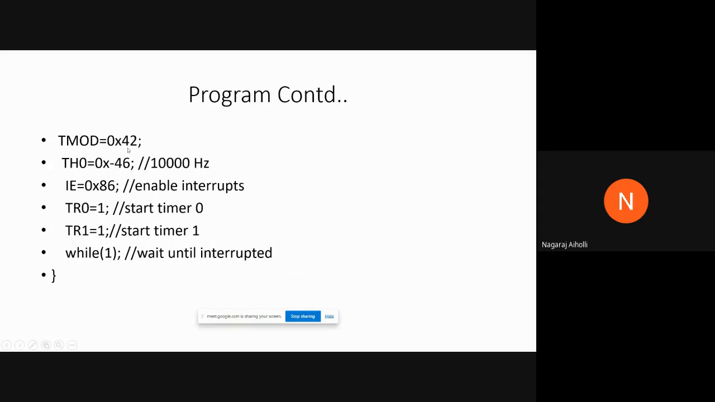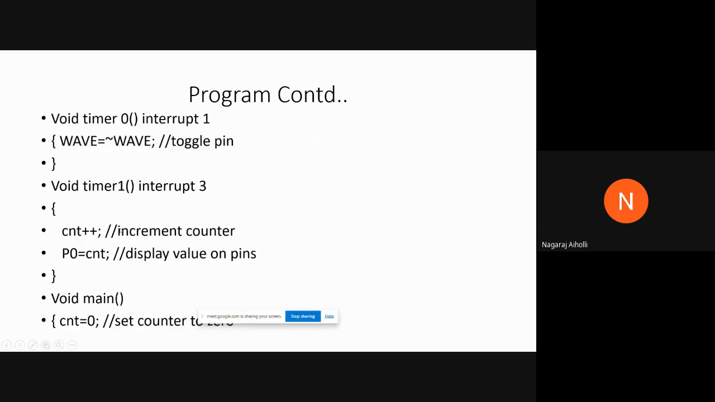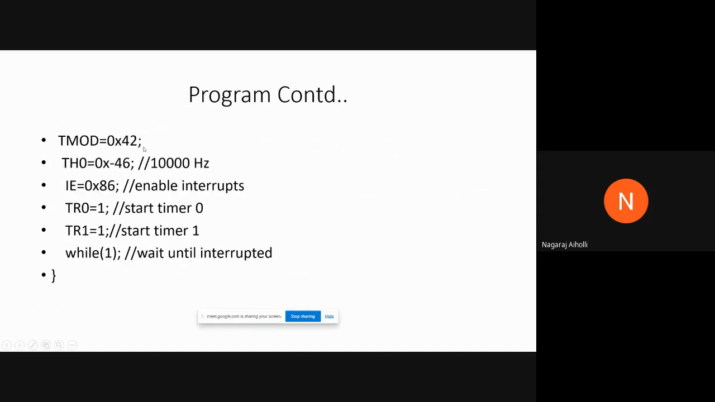01000010. 4 is 0100. We are using timer 1 mode 2. Here we are using mode 2. Okay, timer 1 we are using, right? And then 2 is 0010 for the lower 4 bits, timer 0, again mode 2. So 0100 is the upper 4 bits. We are using counter. It is for the counter, right? Not for the timer. It is used as a counter.